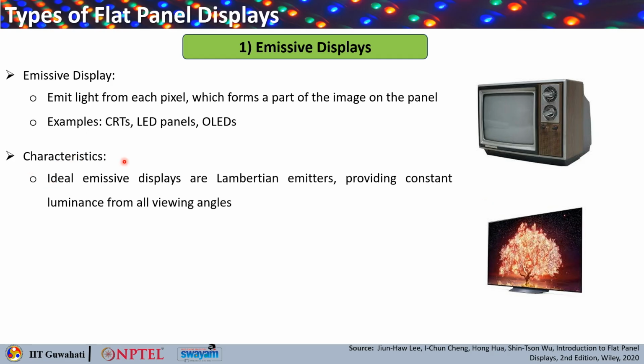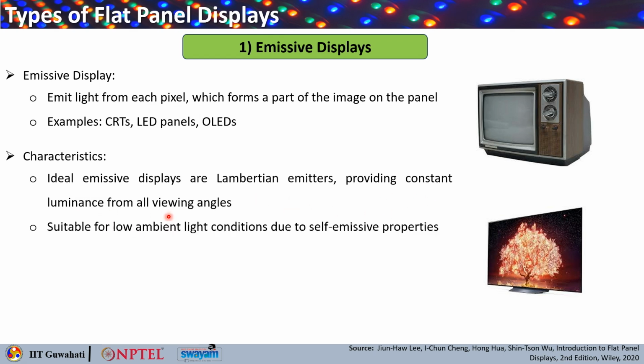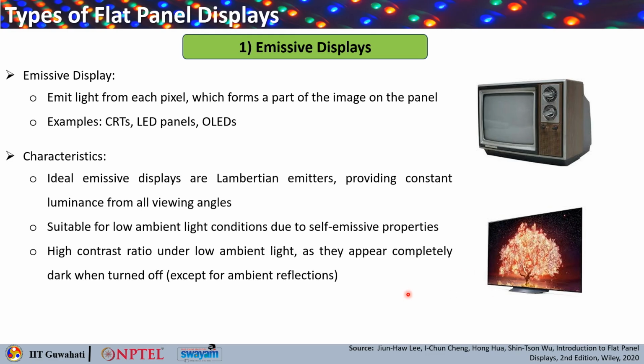So what are the characteristics? Ideal emissive displays are basically Lambertian emitters. They can provide constant luminance from all viewing angles, and they are suitable for low ambient light conditions due to their self-emissive properties, because they themselves are emitting light. And you can get a high contrast ratio under low ambient light, as they can appear completely dark when turned off, other than the ambient reflection coming from the outer surface. So when you switch off the light emitting elements, you get complete dark.